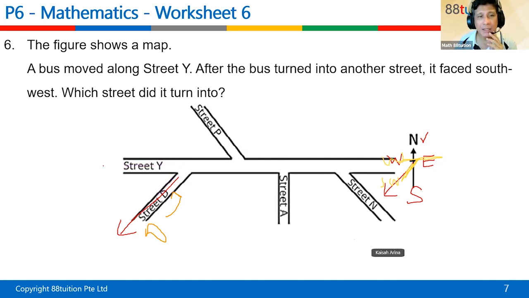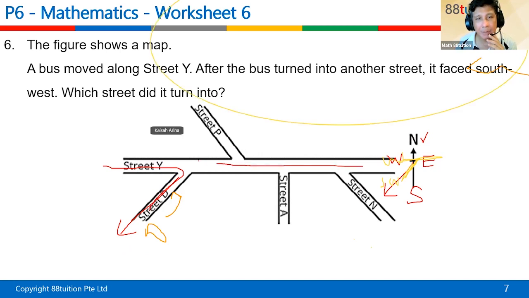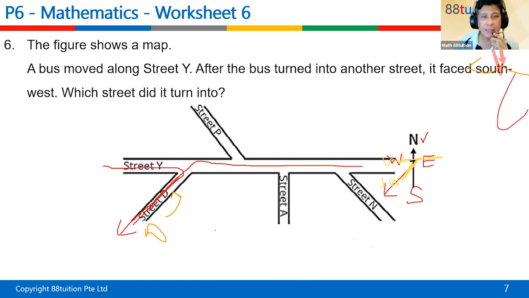Yes. So you either come from the left side and then turn down, or you can come from the right side, but you will also turn down the same way. So it does not matter whether you come from the left or the right. You will eventually turn southwest into street D. So which street did it turn into? It is actually just street D. All right. Okay. Incidentally, this used to be a PSLE question from a number of years ago.